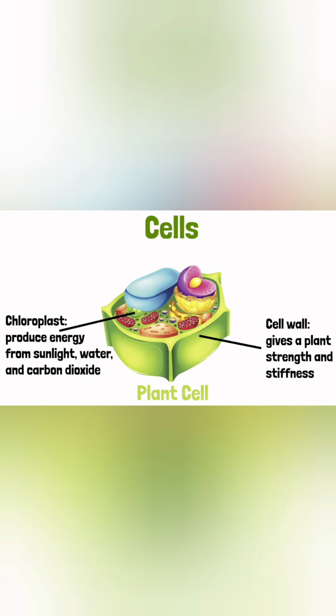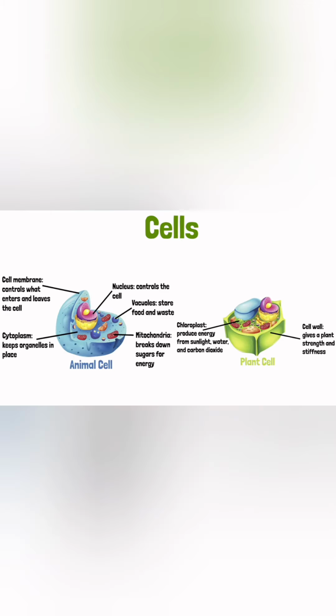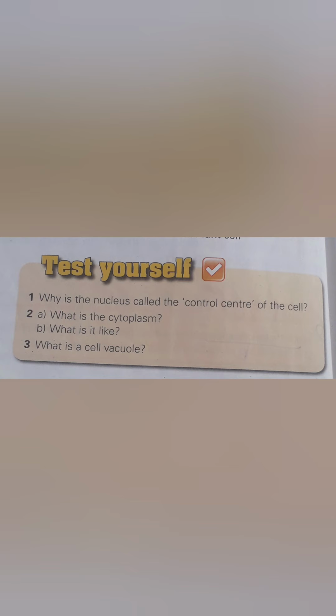Chloroplasts produce energy from sunlight, water and carbon dioxide. Remember, animal cells and plant cells have special parts and organelles to run their functions. These functions help to keep the organisms alive.